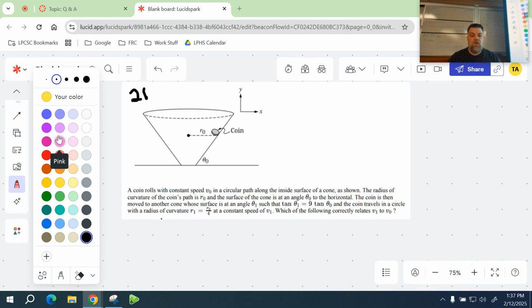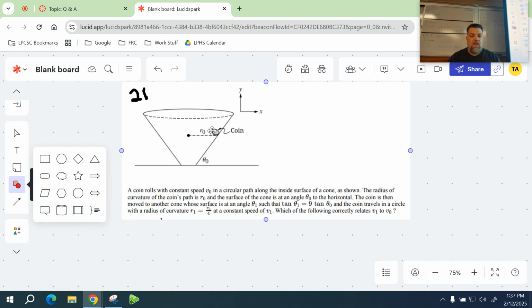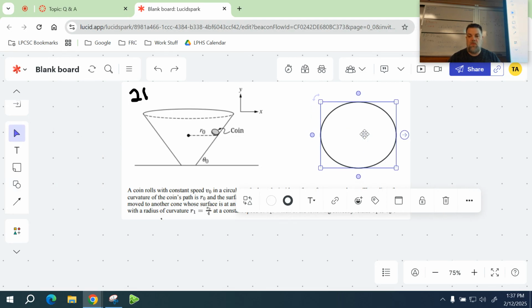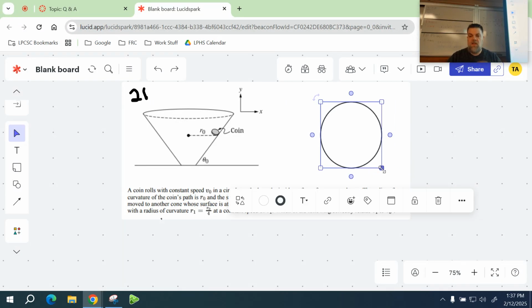This can be done with forces. The forces exerted on the coin are the normal force, which acts perpendicular to the surface of the cone. So let's sketch this out a little bit so I can show you guys what that means. What they're saying is there is a circle. If I look into this cone, there's a circle.